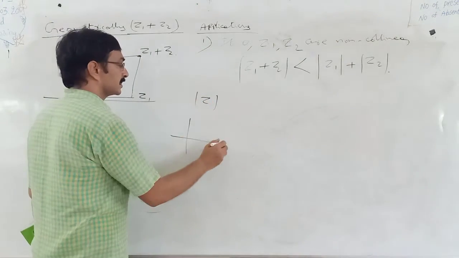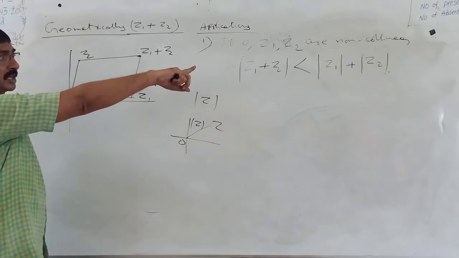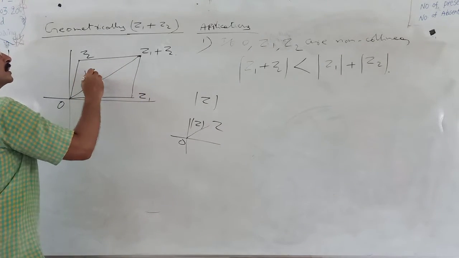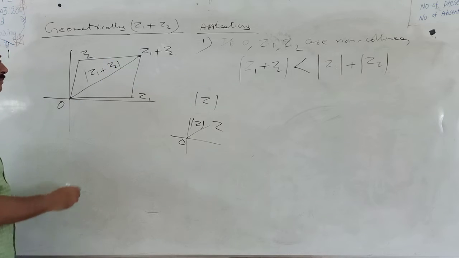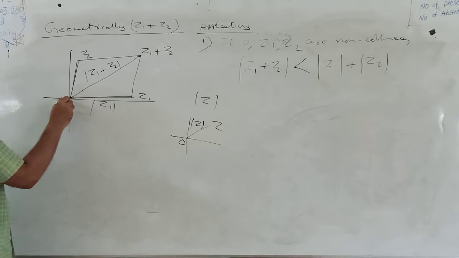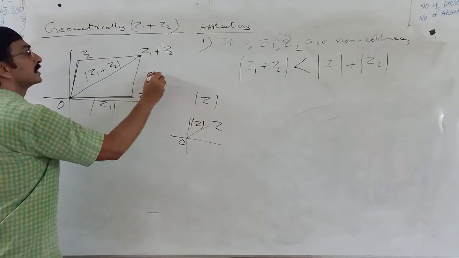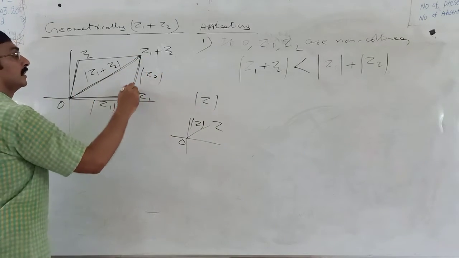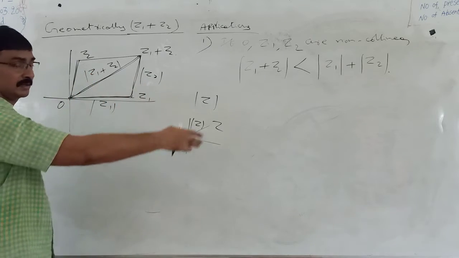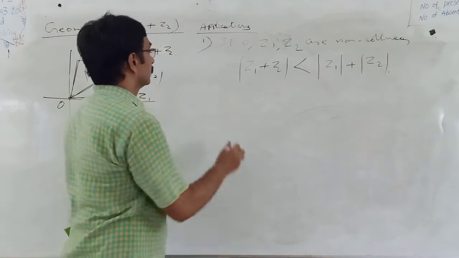Geometrically, mod Z is the distance from origin to Z. So modulus of Z1 plus Z2 means the distance from origin to the point Z1 plus Z2. This is modulus of Z1 plus Z2. Similarly, this is mod Z1. This is mod Z2. In a parallelogram, opposite sides are equal, so this is also mod Z2. This is a triangle. All of you know that in any triangle, the sum of two sides is strictly greater than the third side. So this one is clear.